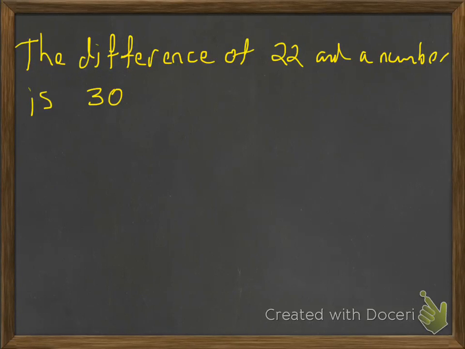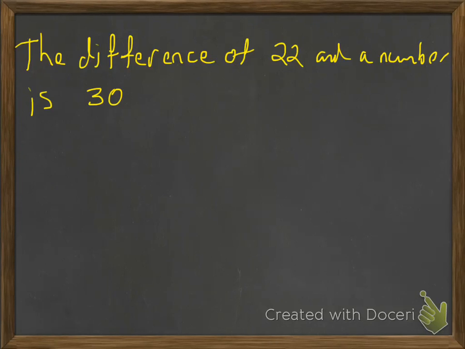Okay, we're going to look at translating some English sentences into equations, and we're going to solve them. So I'm going to do, I think, 4 examples, and these are real similar to the same ones we end up doing in class next week. The first one says the difference of 22 and a number is 30.